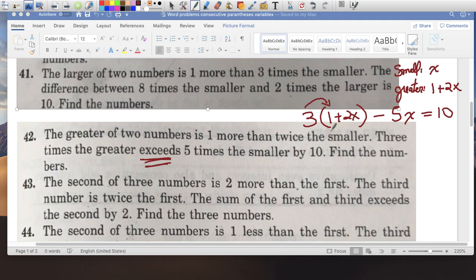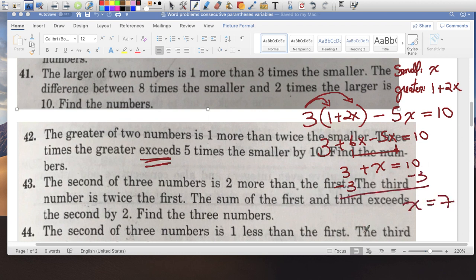So we have the distributive property, which is 3 times 1 is 3, and 3 times 2x is 6x, minus 5x, which equals 10. Sorry about the visual here. 6x minus 5x is going to be x, right? So I'm going to get 3 plus x equals 10. Minus 3 on this side, minus 3 on this side, and our x equals 7.